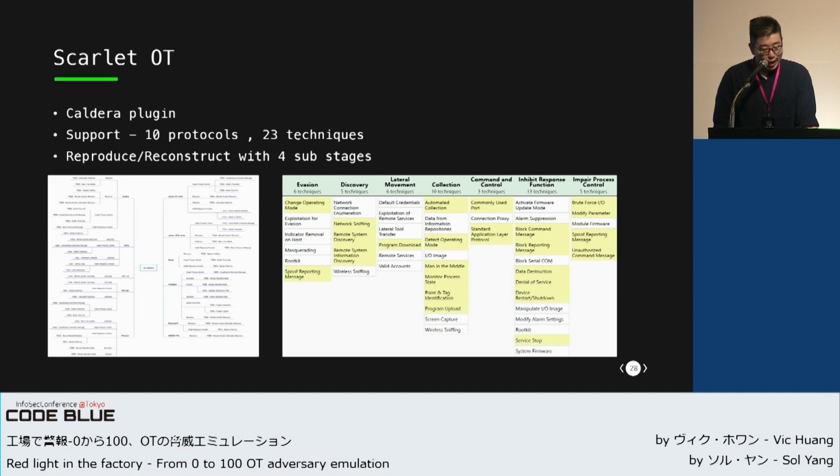At first we wanted to make a framework by ourselves, but after thinking about all the requirements we wanted, we made it as a Caldera plugin. Caldera is developed by MITRE and is an open source IT adversary emulation tool. So we built a plugin so that Caldera can do OT attacks. For now, we support 10 protocols and 23 techniques.